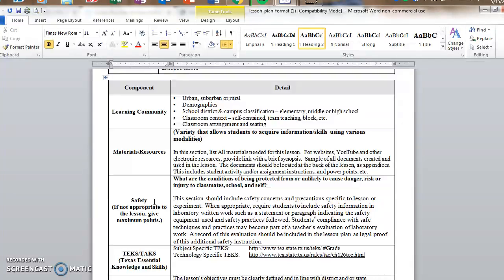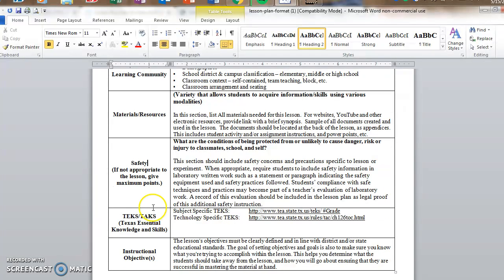Students' compliance with safe techniques and practices may become a part of a teacher's evaluation of laboratory work. A record of this evaluation should be included in the lesson plan as legal proof of this additional safety instruction. Next we have TEKS and TAKS. This is the subject-specific TEKS and technology-specific TEKS. So you can follow the guidelines at these links.